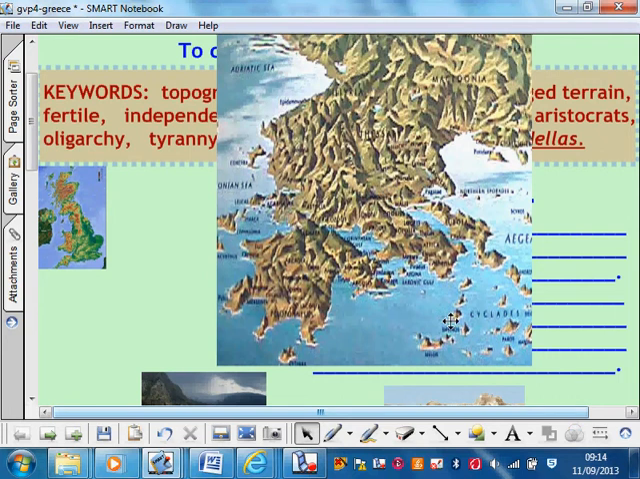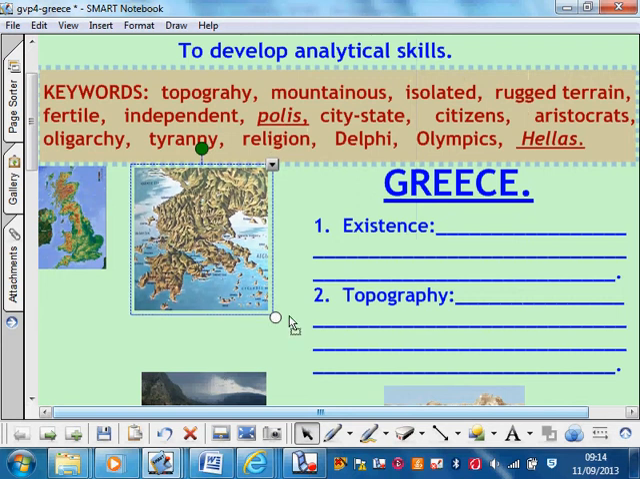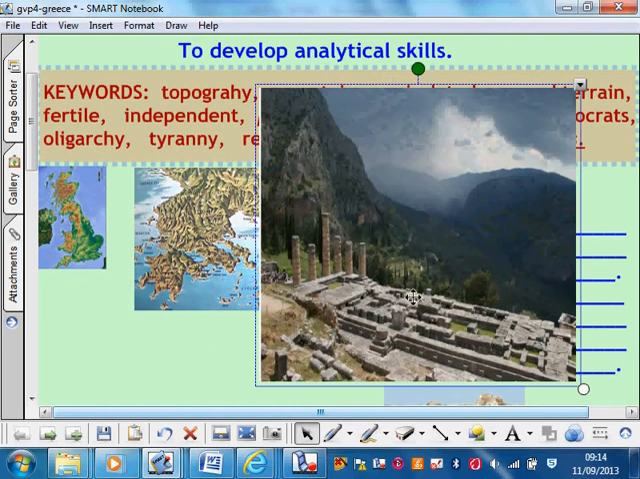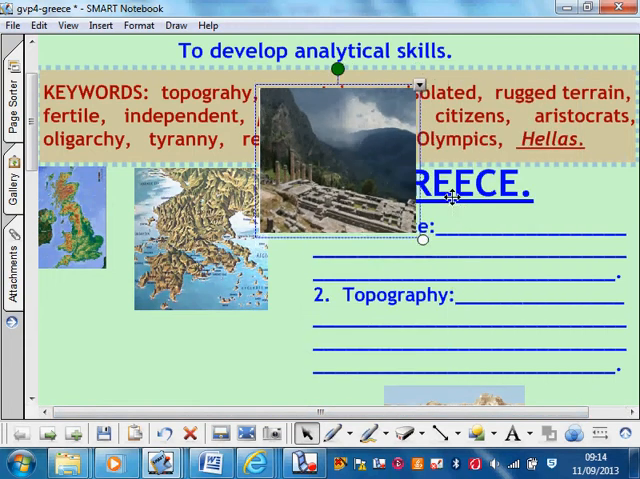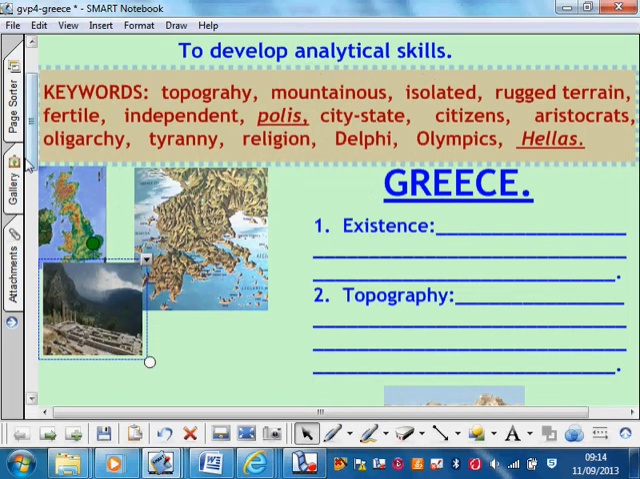Lots of little valleys between the mountains. The valleys are very isolated from each other. I mean, there's no roads in those days, no proper roads anyway. So here's a typical Greek scene. It's all mountains and valleys. Nearly all of Greece, apart from the coast, is like this. Mountains, high mountains, valleys in between them. So that's the topography of ancient Greece.